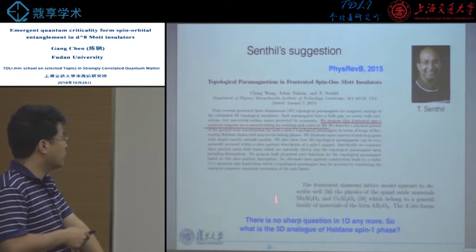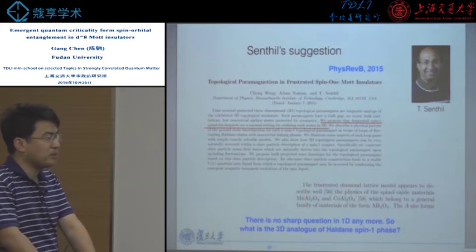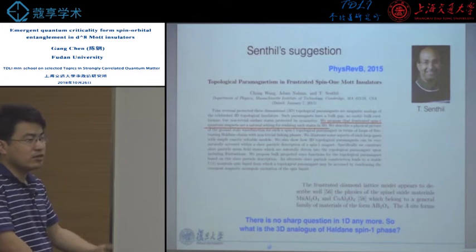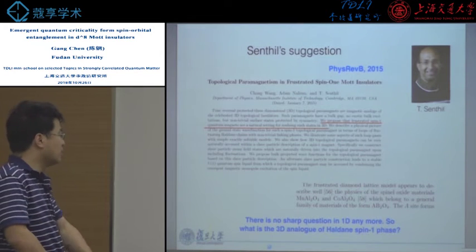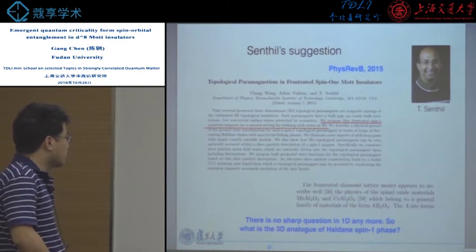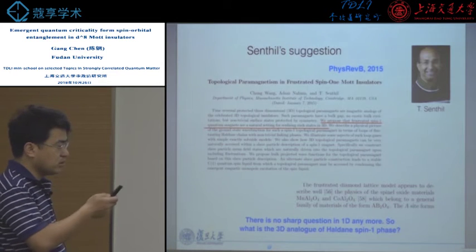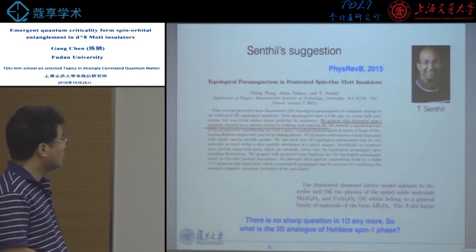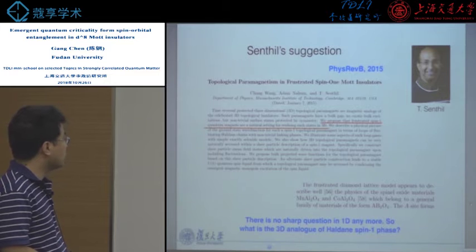So they try to suggest a diamond magnet may or can potentially be a candidate for spin SPT in high dimension. Yeah. So that was a suggestion, not really a proof.